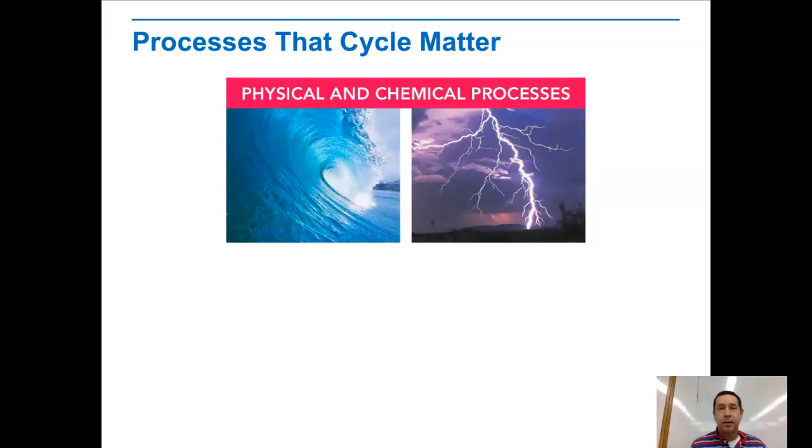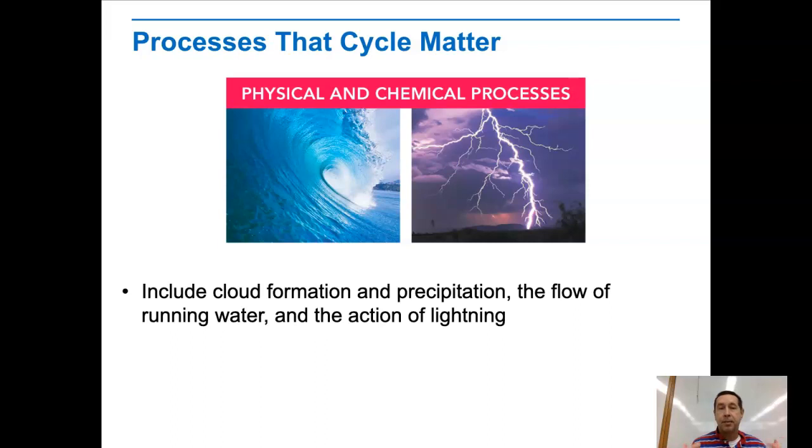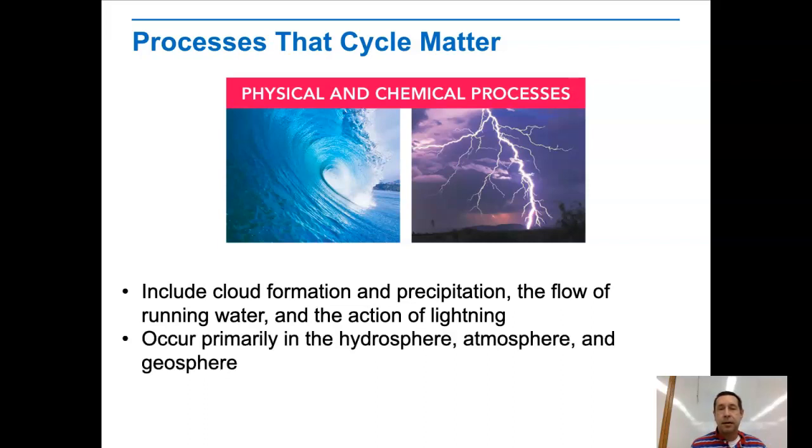Physical and chemical processes, including cloud formation, precipitation, flow of running water, action of lightning would be examples of physical and chemical processes. They occur in the hydrosphere, the atmosphere, and the geosphere.